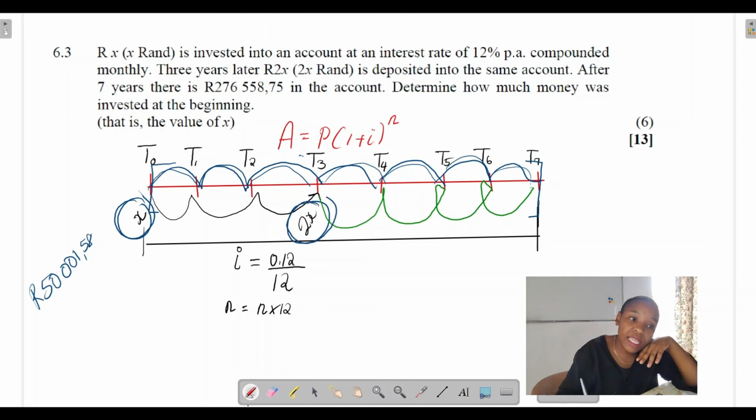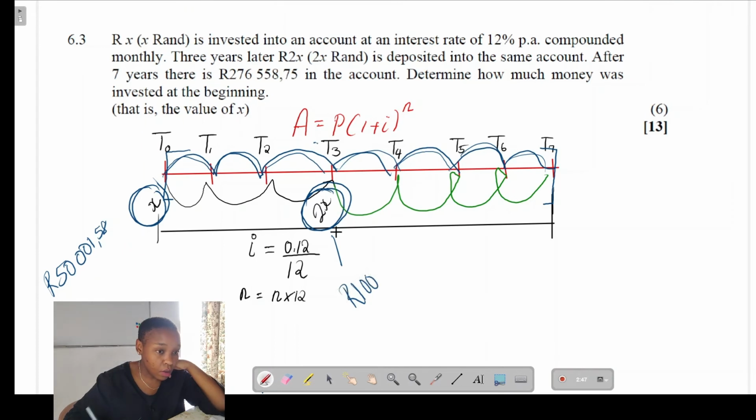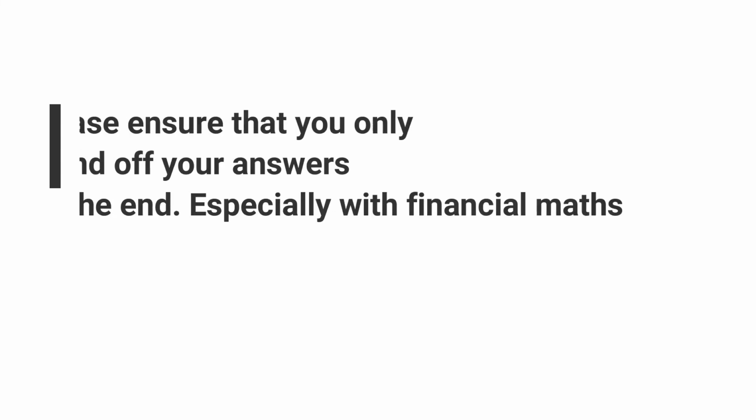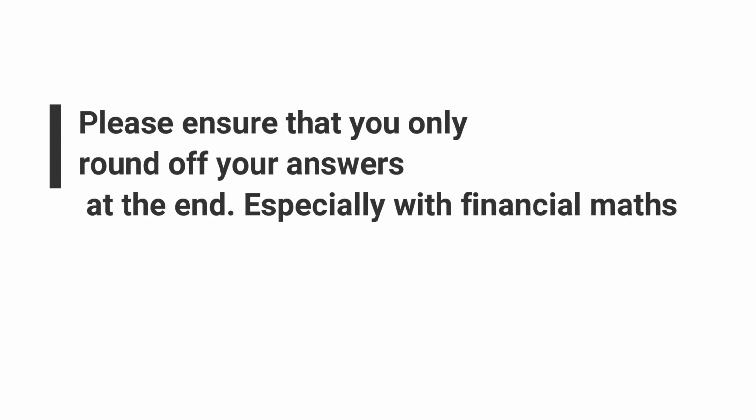And then that 2X that was deposited in the third year, you're just going to take the 2 multiplied by that 50,000. That means that that amount is 100,003.16. So that was the amount that is deposited in our third year.